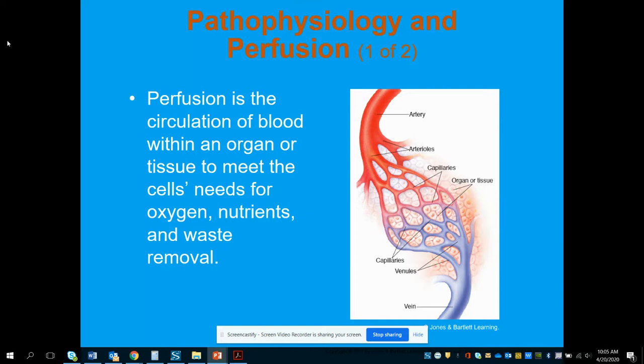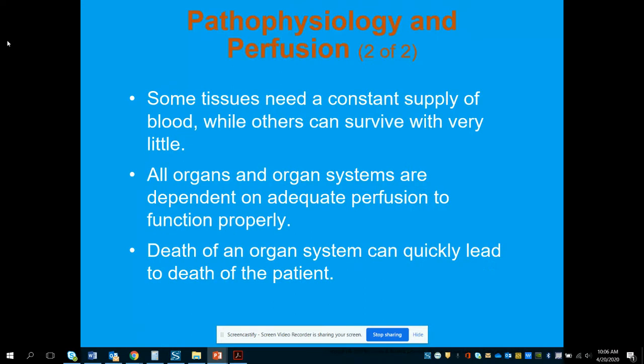As we mentioned before, perfusion is the circulation of blood within an organ or tissue to meet the cell's needs for oxygen, nutrients, and waste removal. And so when that does not happen, we call that hypoperfusion, or shock, right? And so we start to have cellular death. It starts on a very small level, and if enough individual cells die, you have tissue death. If enough pieces of tissue die, then you have potentially organ death, which, let's say that's happening to one of your kidneys. You have two, so if they had to take one of those kidneys out, you would still be okay.